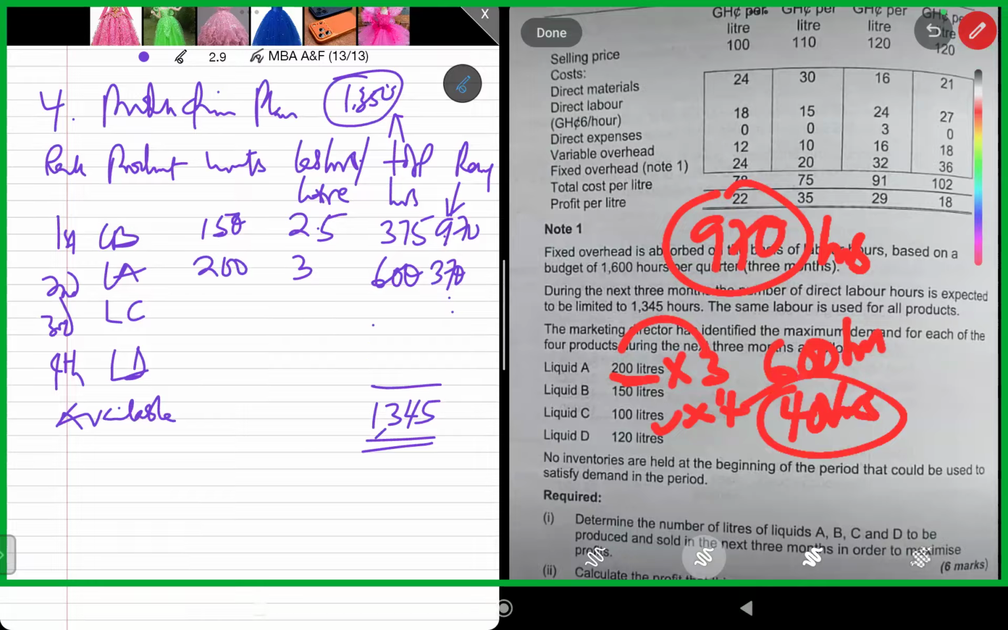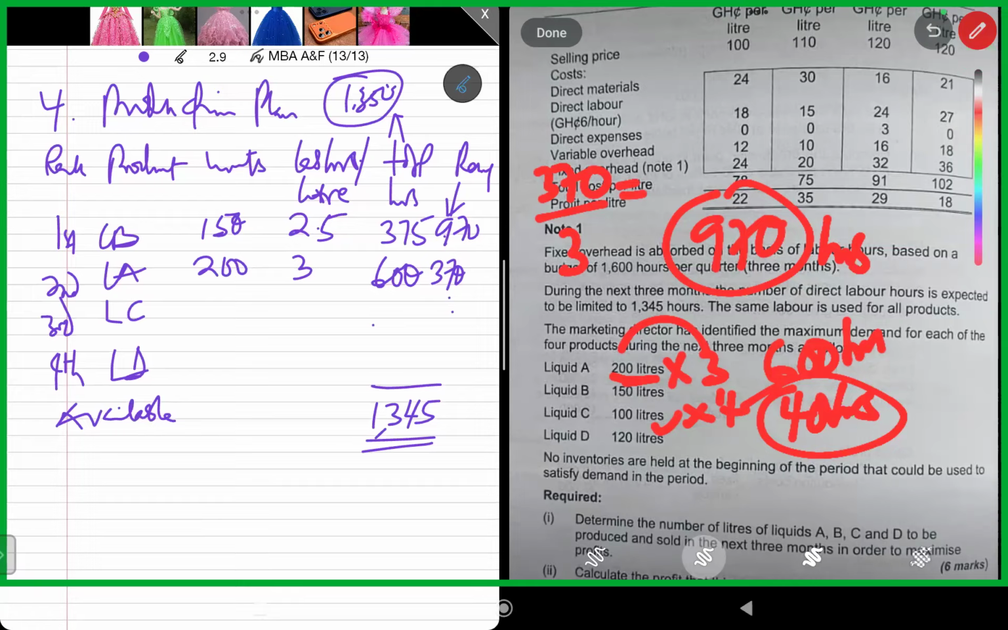370. So how do we produce? We have 370 left. So how do we go about it? We will divide this 370 hours by 3 to know the number of units to be produced. Are you getting it? Yes. We divide the 370.